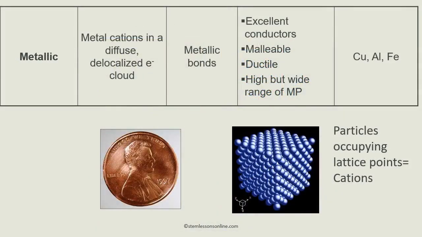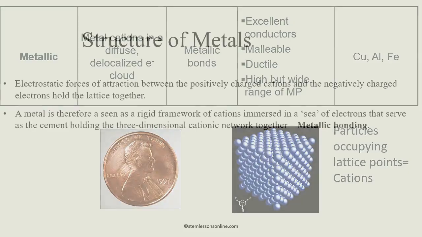And now the last one is metallic. Of course, from the word itself it is clear, the metals form metallic bonds. So metal cations in a diffuse delocalized electron cloud. What does that mean? Let me explain. They are good conductors of heat and electricity. They are malleable, they are ductile, and the melting point varies. So let's see that in detail.